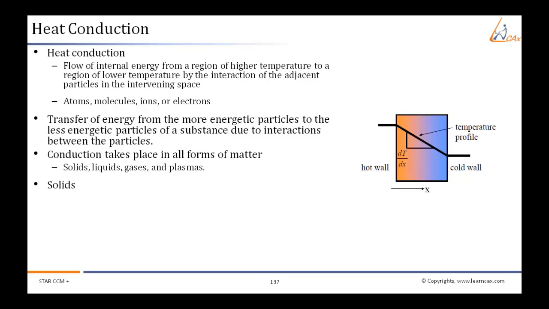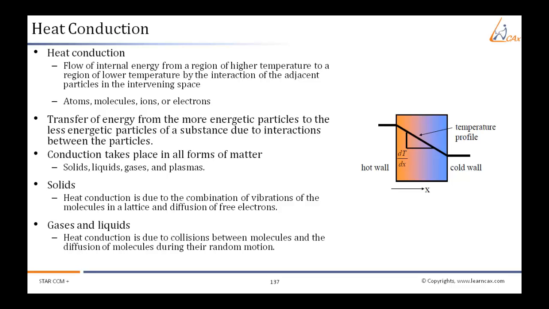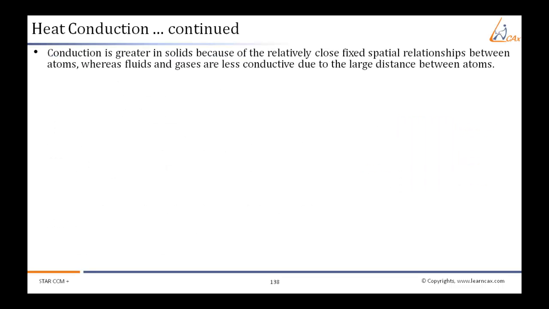In solids, heat conduction is due to the combination of vibrations of the molecules in a lattice and diffusion of free electrons. In gases and liquids, heat conduction is due to collisions between molecules and the diffusion of molecules during their random motion. Conduction is greater in solids because of the relatively close fixed spatial relationships between atoms, whereas fluids and gases are less conductive due to the large distance between atoms.